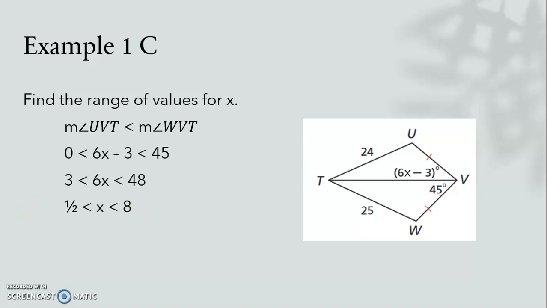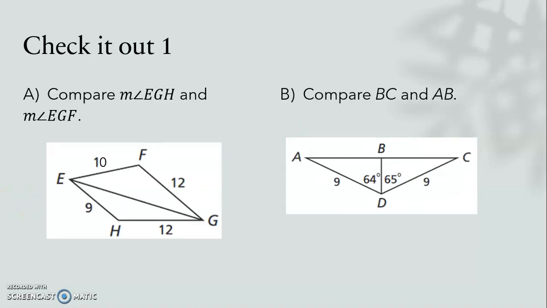Now it's time for you to try it. So I have two questions here that you're going to try. Okay, so just put them in your notes and we will review the answers when you get back. In the first part, you need to compare the measure of angle EGH and the measure of angle EGF. Don't forget to show that you're allowed to use the hinge theorem or its converse.